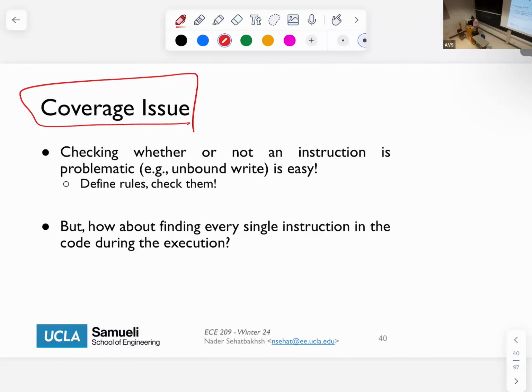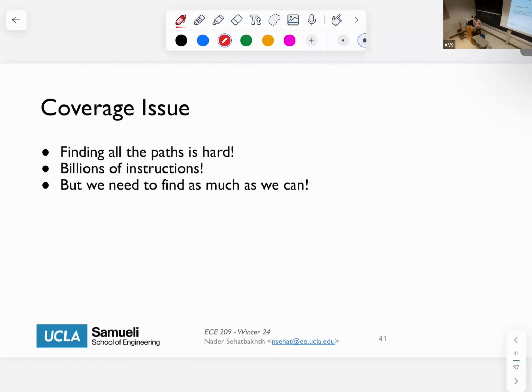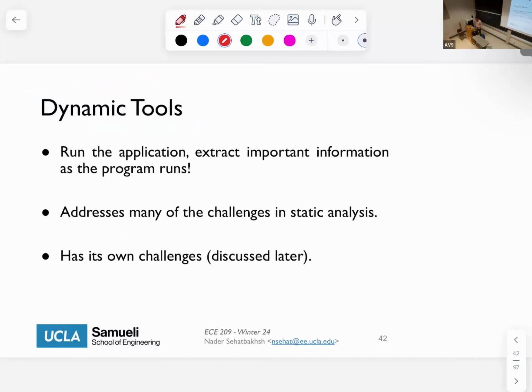An alternative to this is what we can do at the dynamic level, where the idea is to let the program run. As it runs, you can follow the path, and then you will know what path has been taken. It has its own challenges that I'm going to describe. Similarly, it has the coverage issue because now you need to make sure that the input exhausts all the different paths, and we're going to talk about a solution for it.